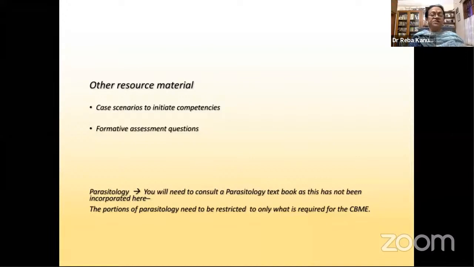Now, the other resource materials found in this book are case scenarios to initiate competencies. I found a couple of participants asking for the cases. Where can we get these cases? If you look at the 11th edition, in almost all the organism-based chapters you will find case scenarios. So you could build on that, use that as a platform or a stepping stone, and build up your cases for the competencies.